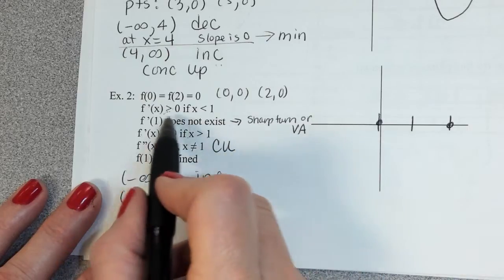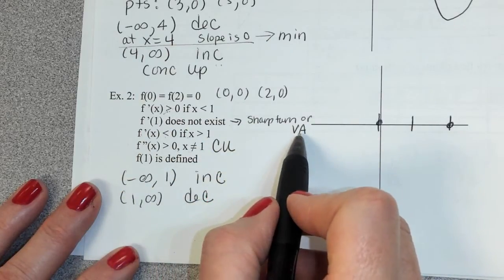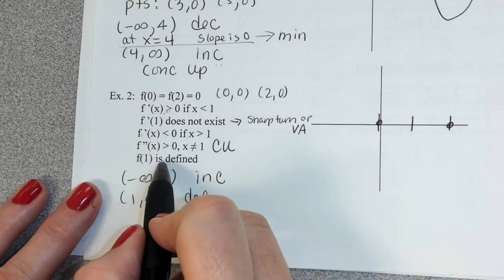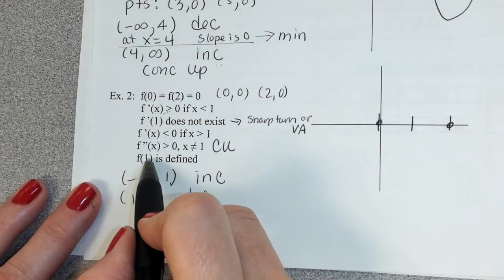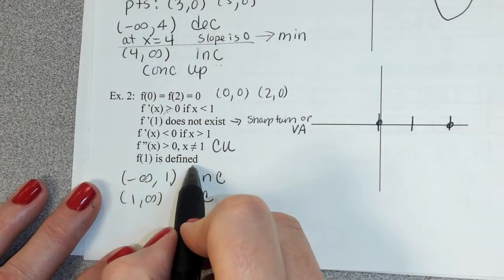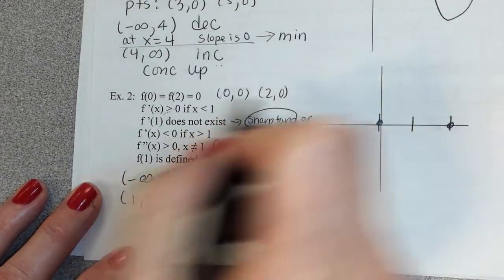Now, back up here at 1, we thought, okay, it's a sharp turn or a vertical asymptote. Right here, this tells us which one of those two it is. F of 1 is defined. What is it then? It has to be a sharp turn. Can't be a vertical asymptote.